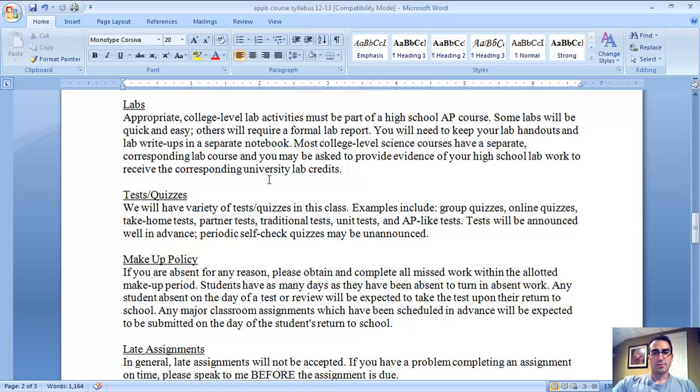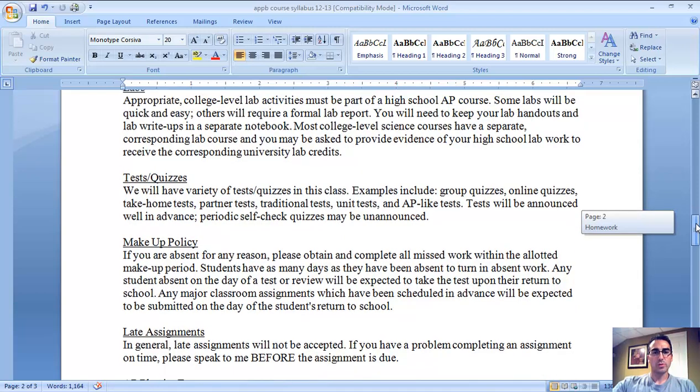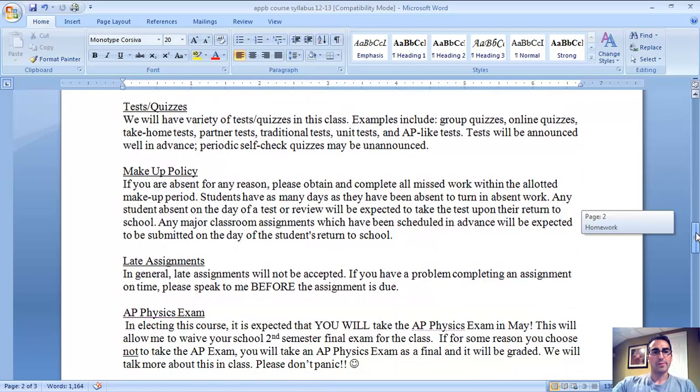And according to what a lot of colleges want, they want to see a lab binder or lab notebook that you can provide as evidence that you've completed some of the classic labs in physics. So it's very important that we do a lot of these labs, and they show up on the free response problems as well on the exam.